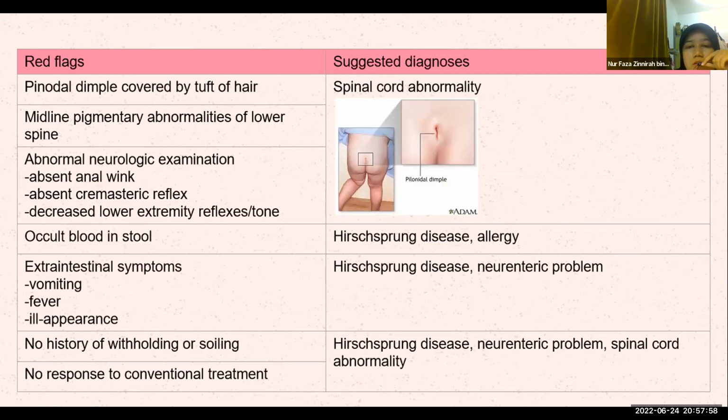So for the other red flags, we do the physical examination. Look for any sacral dimple covered by a tuft of hair, any pigmented abnormalities, and also abnormal neurological examination, so that might suggest a spinal cord abnormality. Then any occult blood in stool, extraintestinal symptoms, for example vomiting, fever, and also ill appearance. And then if there is no history of withholding or soiling, and no response to conventional treatment. Next.